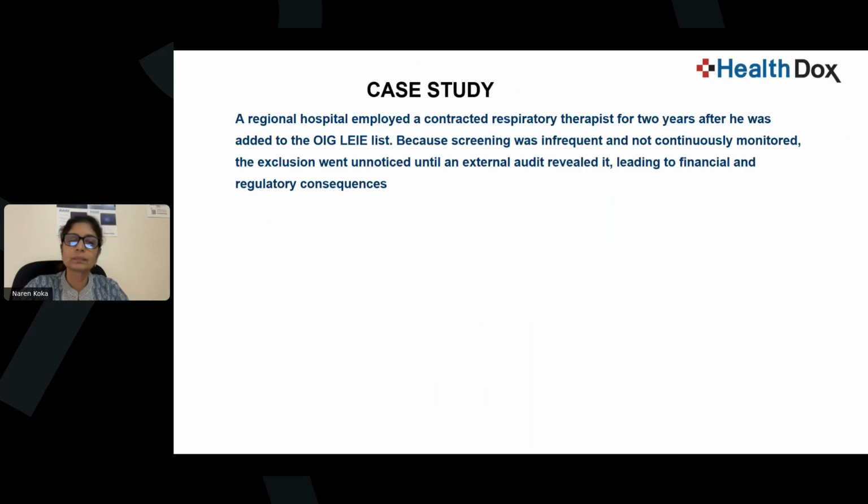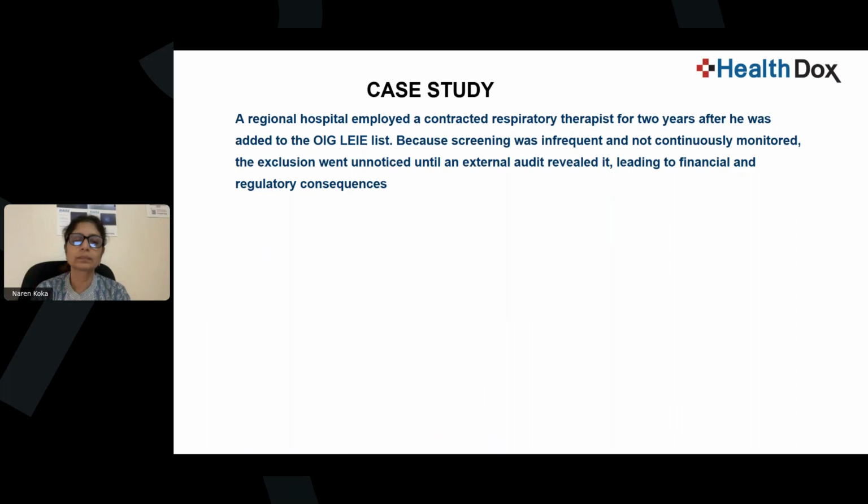Next slide, please. I just have a quick case study which will show why OIG monitoring is so important. In this particular case, the hospital had executed a contract with a respiratory therapist who was on the OIG exclusion list. But they did not know, because when they were onboarding, that person was not part of the list, but over a period of time, they became part of it.